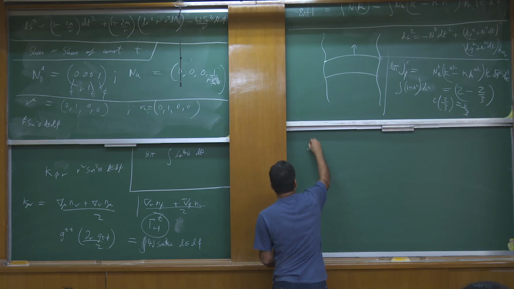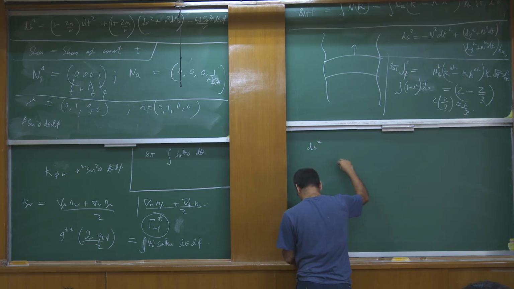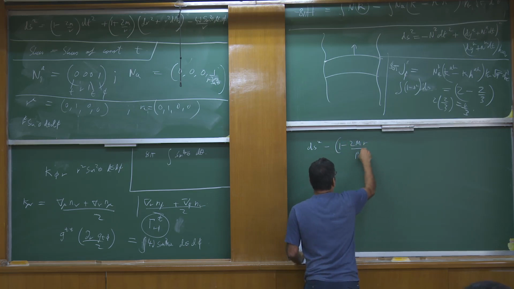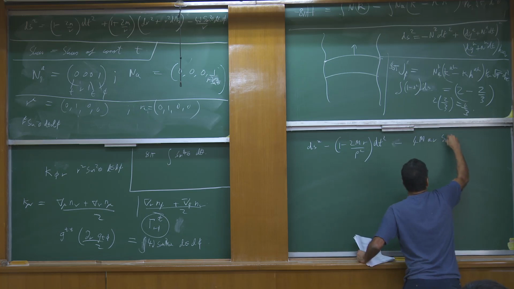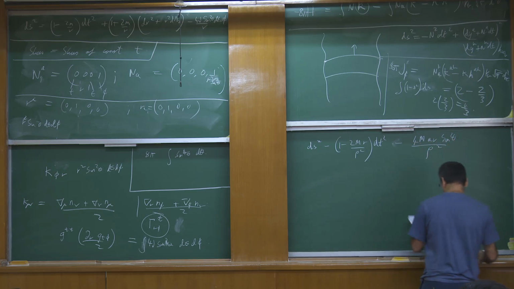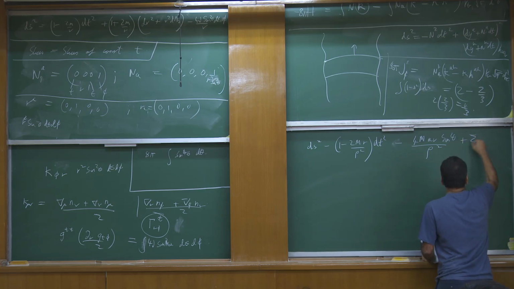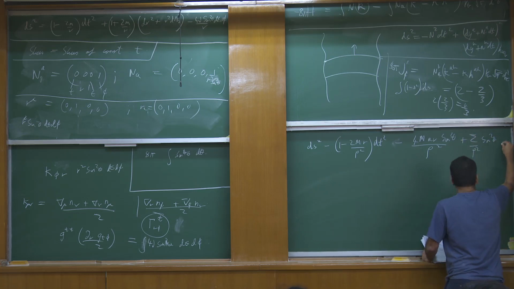Anyway, the Kerr metric, let us remember, ds squared was equal to, in this form, minus (1 minus 2Mr by rho squared) dt squared, minus 4 M a r sine squared theta divided by rho squared, plus sigma by rho squared sine squared theta d phi squared.